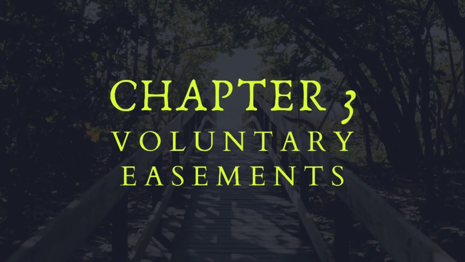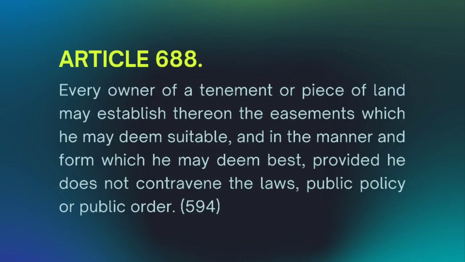Chapter 3. Voluntary easements. Article 688. Every owner of a tenement or piece of land may establish thereon the easements which he may deem suitable, and in the manner and form which he may deem best, provided he does not contravene the laws, public policy or public order.